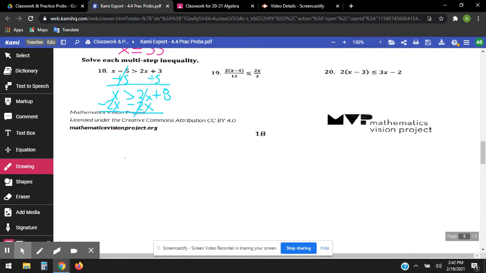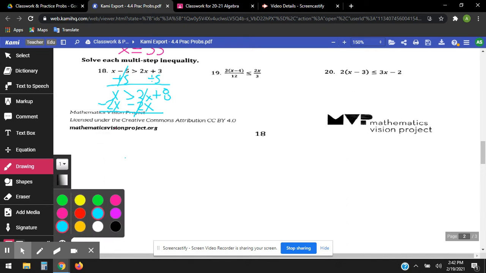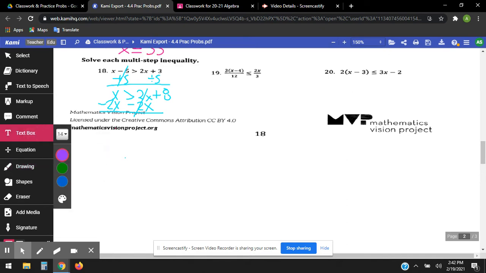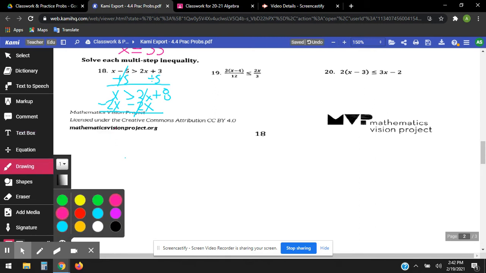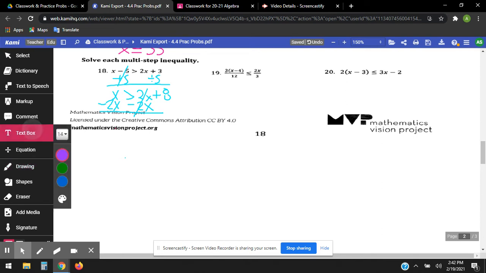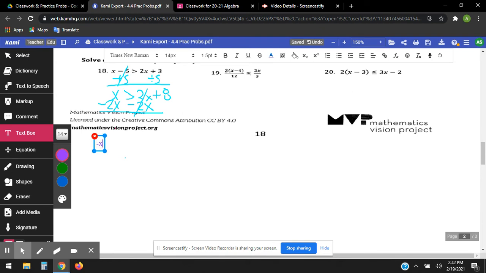Oh, what am I not drawing? Negative. Okay, we do a text box. Negative x. Uh-oh, lost my ability to write. Well, let's do a text box then. Negative x is then greater than 8, right?